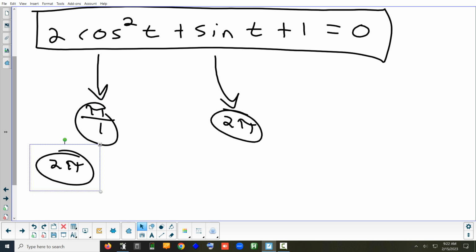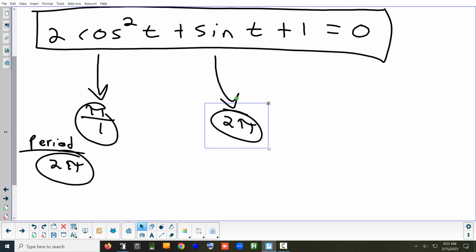2 pi is divisible by pi, and 2 pi is divisible by 2 pi. So you have to find something that they both go into without remainder. Couldn't say pi here because 2 pi doesn't go into pi. That's like trying to divide 3 into 2. 2 is too small. For something to divide in evenly, it has to be at least as big as that number or higher. Okay, so that's going to be our period.